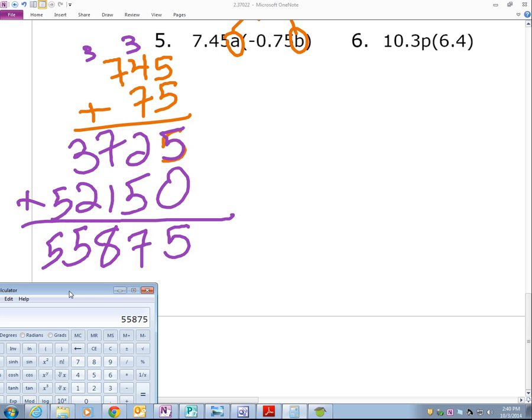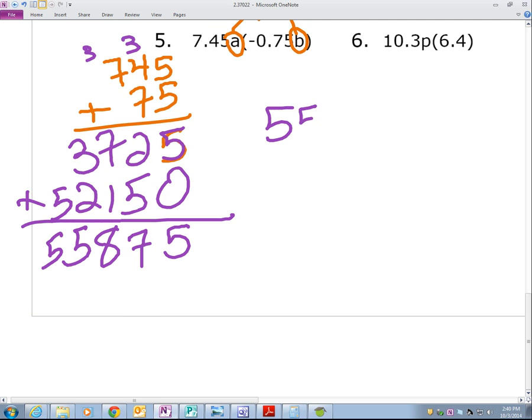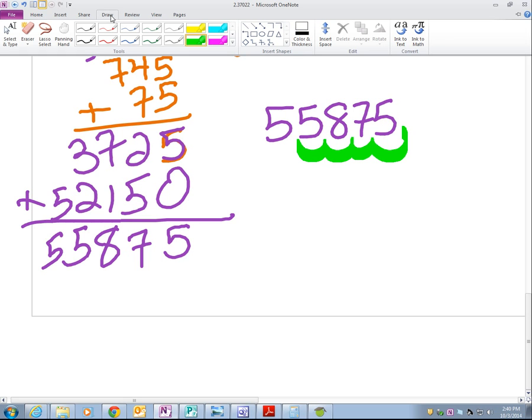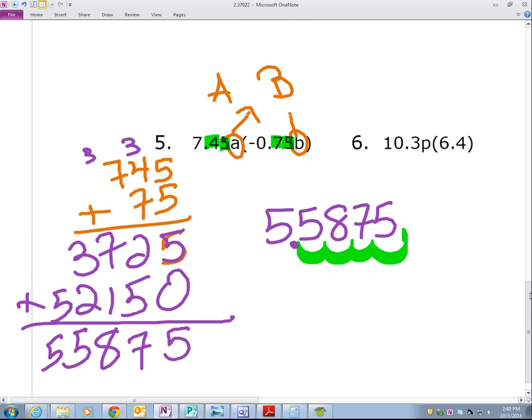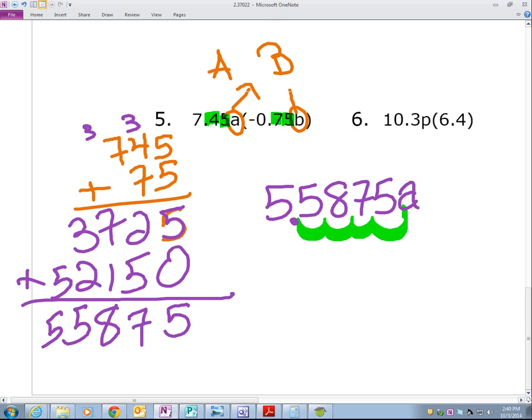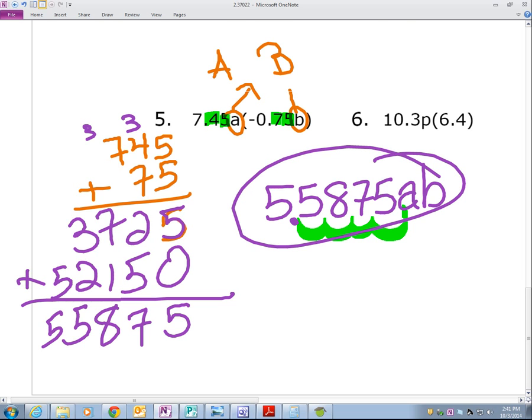Checked myself, no wrecking. Then I'm going to count how many decimal places I have. 1, 2, 3, 4. So it's 1, 2, 3, 4, right here. Then I have to bring Adam and Bethany back in there. It was Bethany.